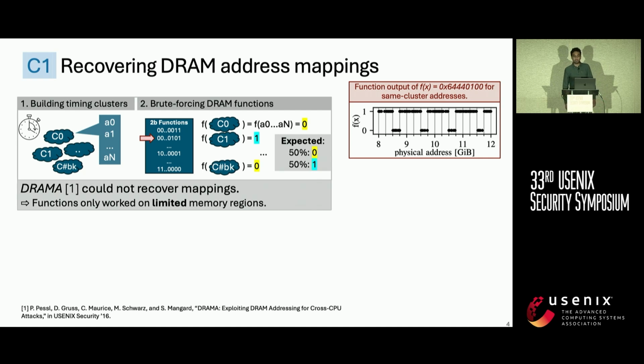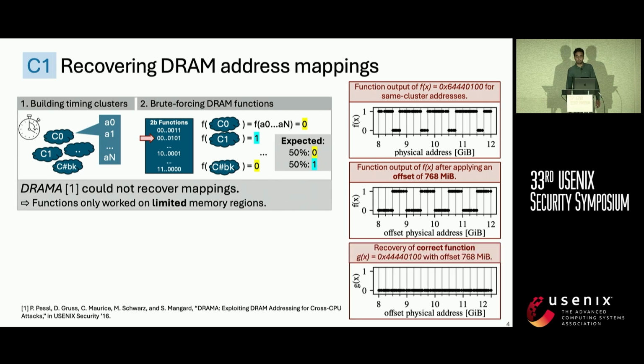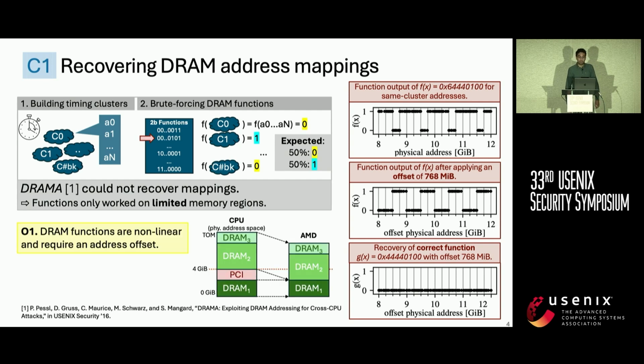So we tried different address offsets and found that here in this example, with an offset of 768 megabytes, we were able to have an equal distribution between the function output values 1 and 0. Using that offset, we were then able to recover the correct address function that gives a constant value over the whole physical address space. We learned from this that DRAM functions on Zen-based systems are nonlinear and require an address offset.